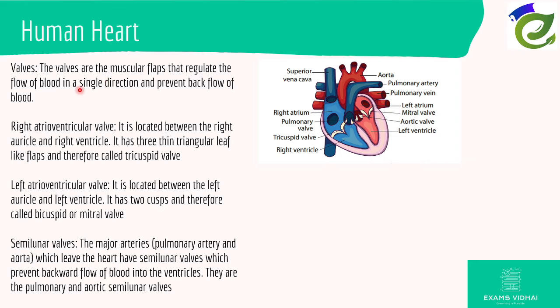With that being said, valves are the muscular flaps that regulate the flow of the blood. These are the valves. Here it's called the tricuspid valve, and the semilunar valves which leave the heart prevent backflow of blood into the ventricles. They are the pulmonary and aortic semilunar valves. So you have these two small valves here. They are the semilunar valves.